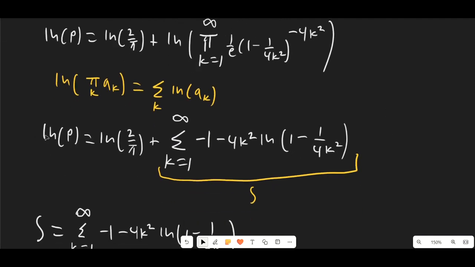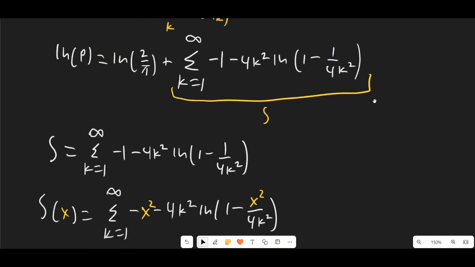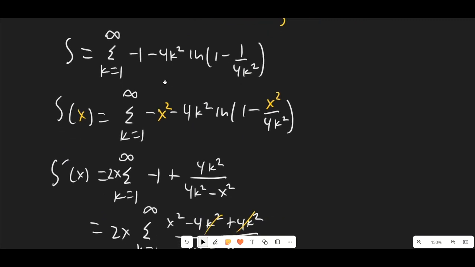So we get that ln p equals ln 2 over pi plus the sum from k equals 1 to infinity of (-1 - 4k^2) times the natural log of (1 - 1/(4k^2)). And we're just going to call this s. So this is our expression for s right here. And in order to solve s, well, these natural logs are not very fun to deal with.